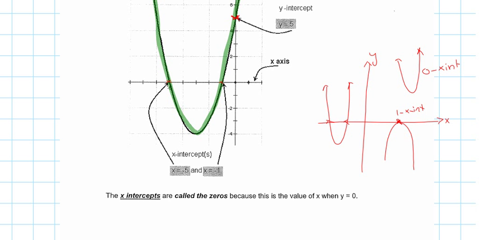They're also called the zeros because this is when the value of y is equal to 0. The value of y is equal to 0, so you're looking for the value of x. So there's two names for them. They either ask you to find the zeros or find the x-intercepts. Okay? Just wording.